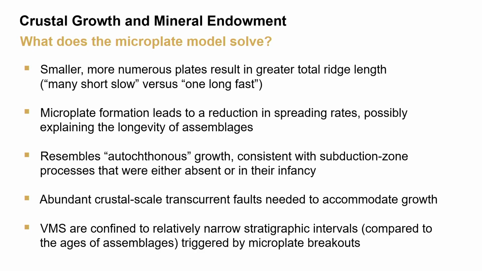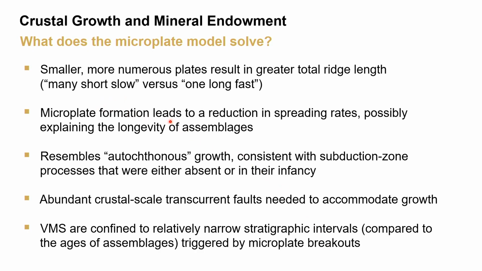are listed here. So essentially, the microplate model means more numerous and smaller plates that result in a greater total ridge length. So if you go back to the Archean and take one of Bleeker's puzzle models of 35 plates, if you unfolded those 35 plates, you'd have about 500,000 kilometers of ridge length compared to 60,000 kilometers that we have today. So more numerous plates mean a greater ridge length, which means more extraction of heat. And we refer to this as the many short, slow spreading centers versus one long, fast spreading center.